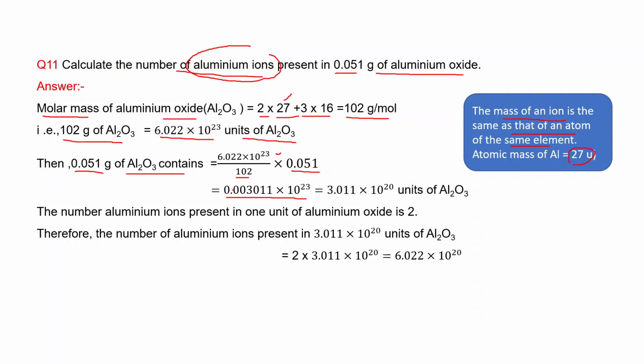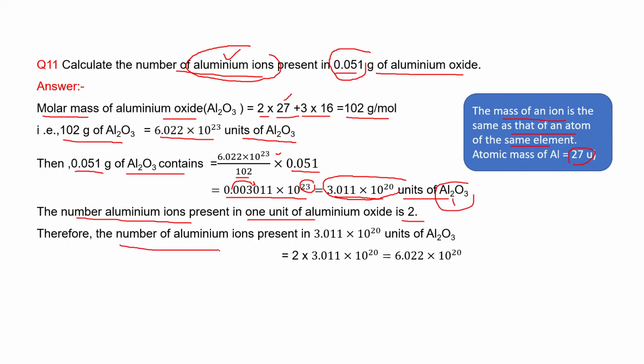Now in this case, if we shift this decimal 3 places to the right side, then this power will decrease by 3. That's why this is 3.011 into 10 to the power 20 units of aluminium oxide. These units of aluminium oxide are present in 0.051 gram. But we have to calculate the number of aluminium ions. The number of aluminium ions present in 1 unit of aluminium oxide is 2. From this formula you can find out this is 2.